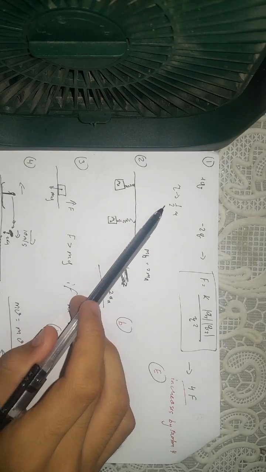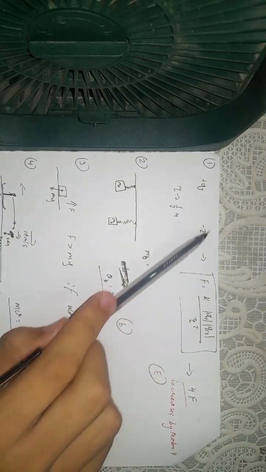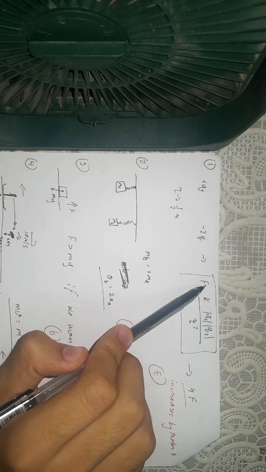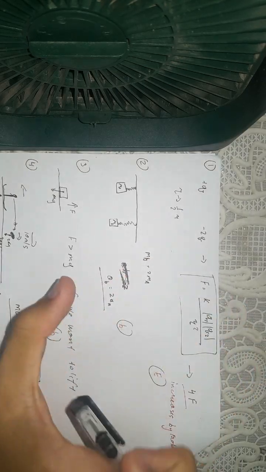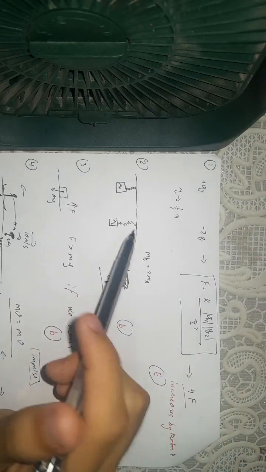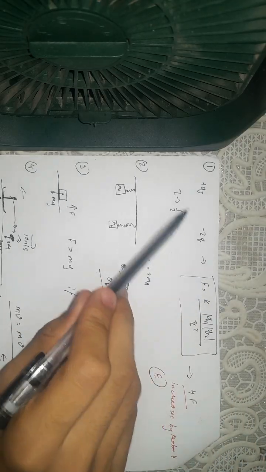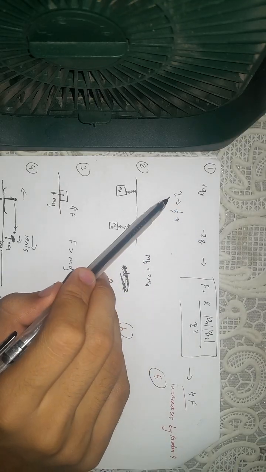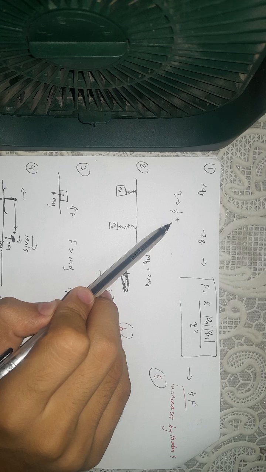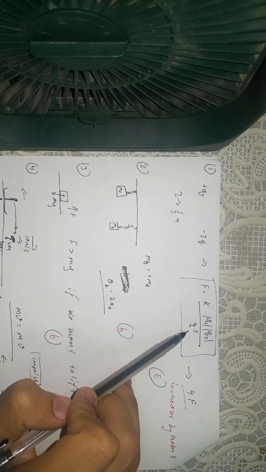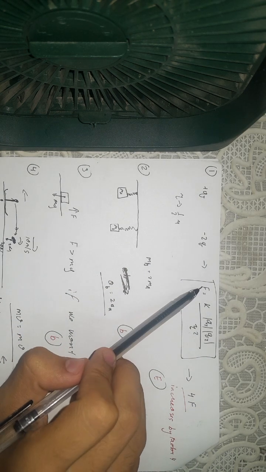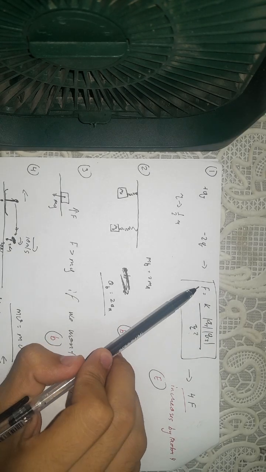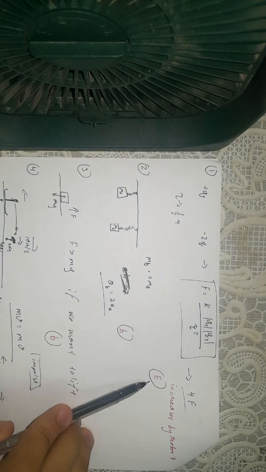So the first question of our physics: we have two charges, Q and minus Q, and they have a force F, and the distance between the two charges is R. The force is inversely proportional to the square of R, so if the distance halves, the force increases 4 times. So the correct answer is E.